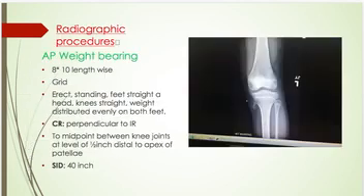For the radiographic procedure, AP weight bearing, we use the 8x10 lengthwise. The patient is erect, standing, feet straight, knees straight, weight distributed evenly on both feet. CR perpendicular to the IR, to the midpoint between the knee joint at the level of ½ inch distal to the apex of the patella. SID 40 inches.